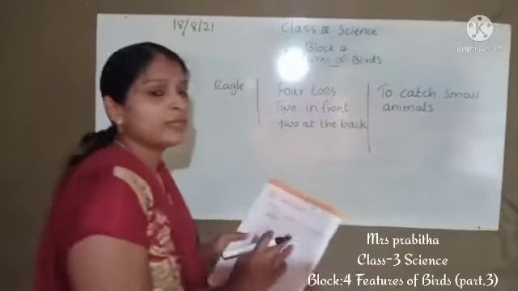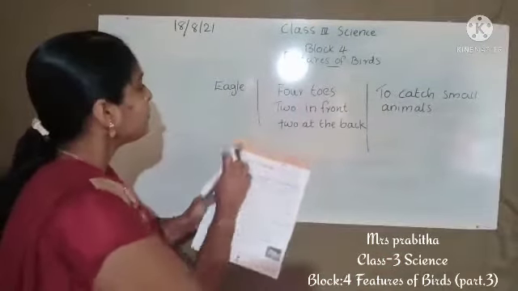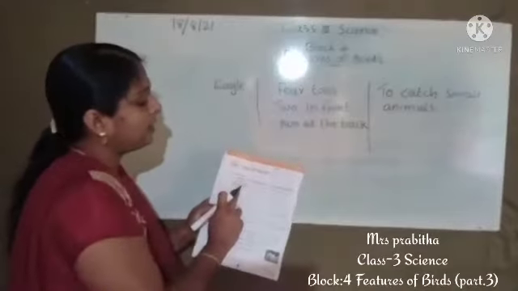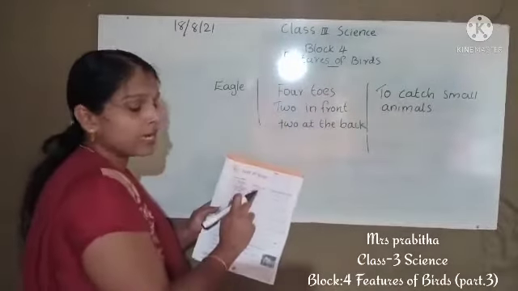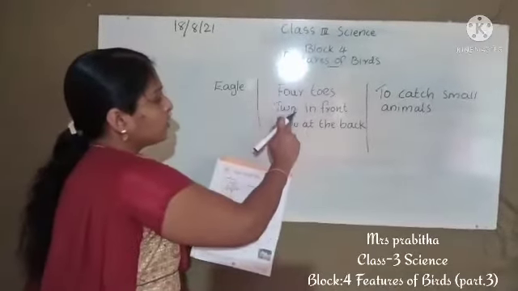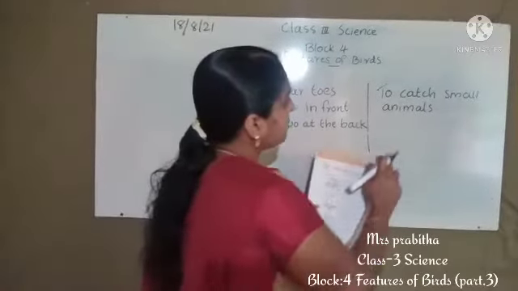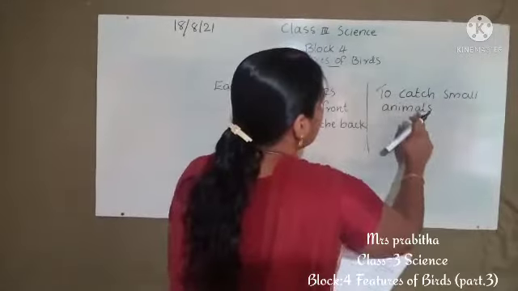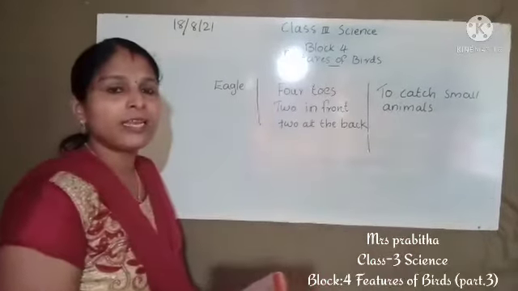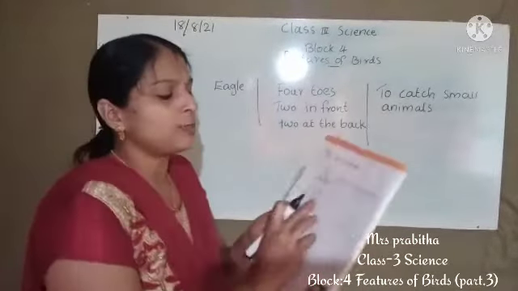Okay, so we completed 3 columns. First column, feet. It is the feet of an eagle. Second column, how to describe the feet: 4 toes, 2 in front and 2 at the back. Then third column, how are these feet used to catch small animals? Okay, 3 columns completed. Next picture.